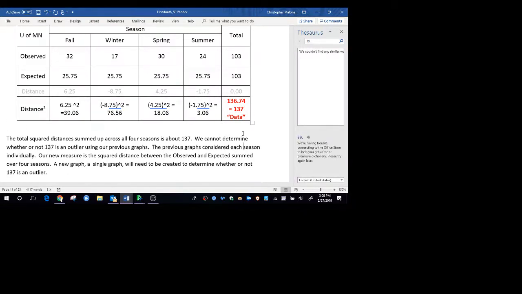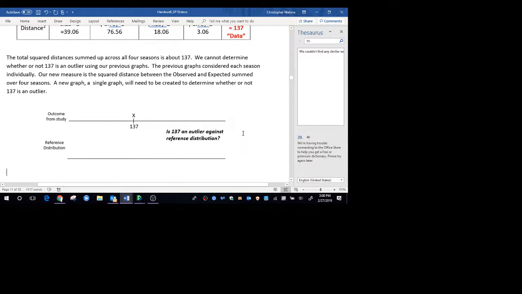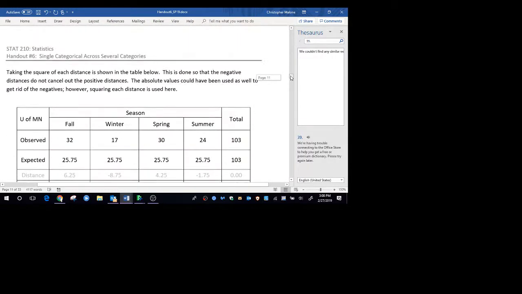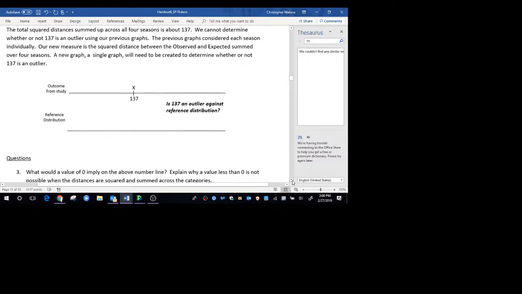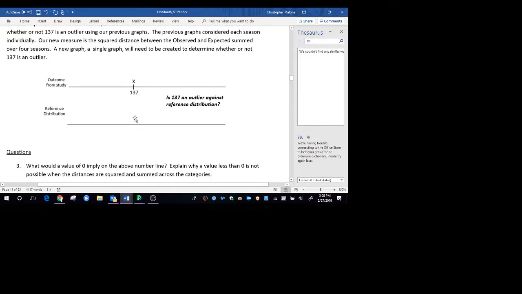The goal now is to figure out whether or not the 137 is an outlier. So from my data, I condensed my information down. I did some differencing and then squaring. I condensed that down to a value of 137. But now I need to figure out whether or not 137 is an outlier.